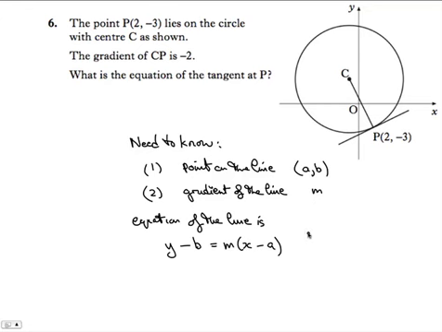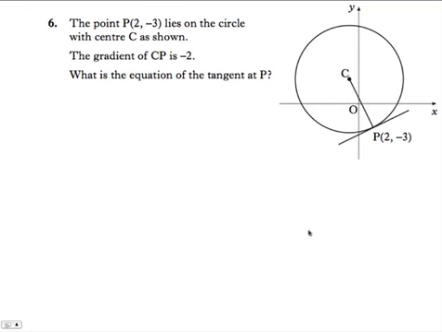So that's how we find the equation of a line. So let's now look at this question. So we know a point that's on the line, it's (2, -3). However, we don't know the gradient of this line. However, it is a tangent to this circle, and one of the facts about a tangent to a circle is that it's at right angles to the radius from the centre to this point of contact. So we can put in a right angle there.